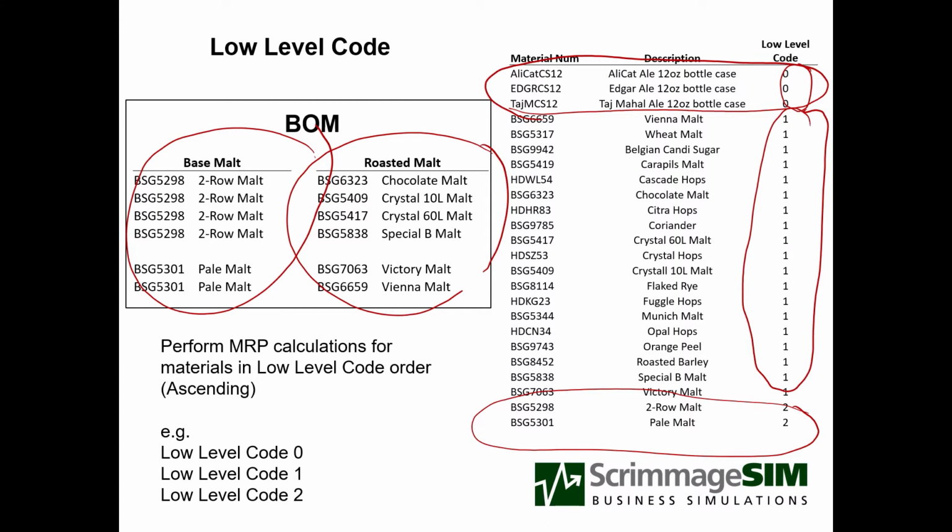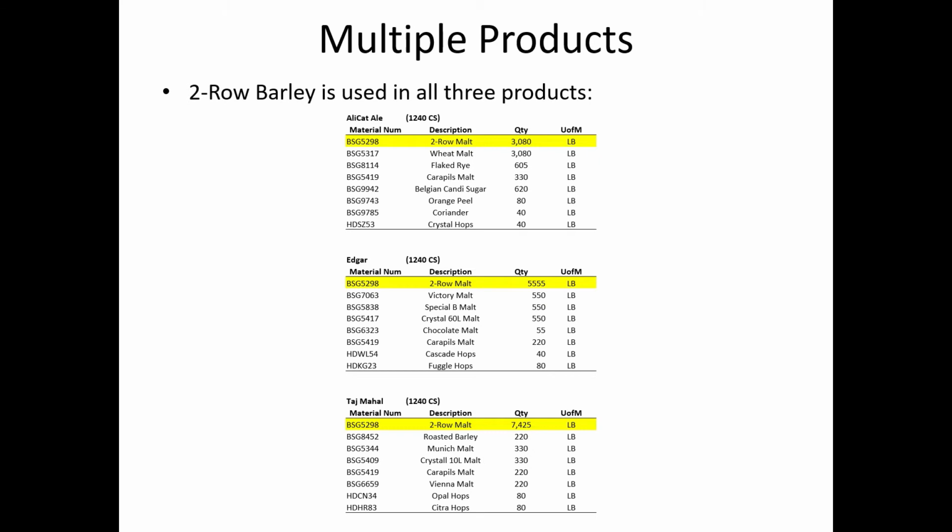Calculating the low-level code is a rather tedious and somewhat complex process. Fortunately, the MRP process takes care of that. As bills of materials are created, the low-level codes are calculated or recalculated so that the proper sequence of MRP planning is maintained. Remember that 2-row barley is used in all 3 products. Also, specialty malts that are based on 2-row barley are used in all 3 products.